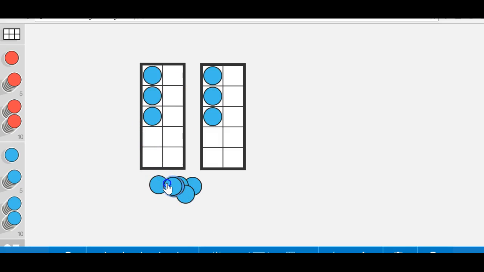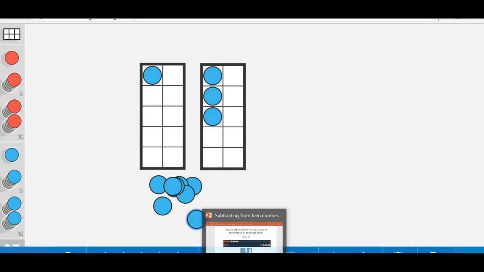And when I do that, it's going to look the same as with the number rack, because now I'm going to have 1 that's left from the 10 and 3 more. So that will give me my 4. So it's again that take from 10 strategy.